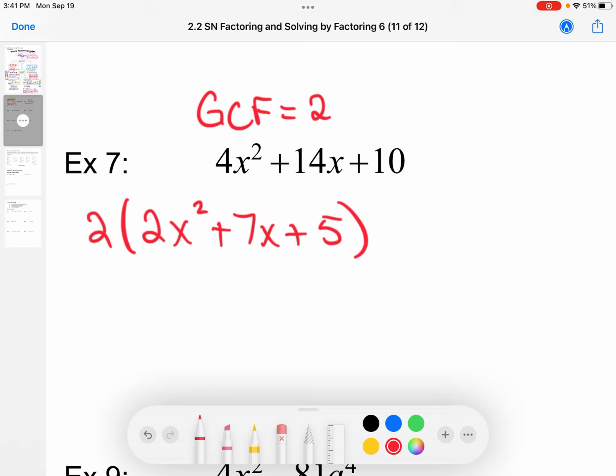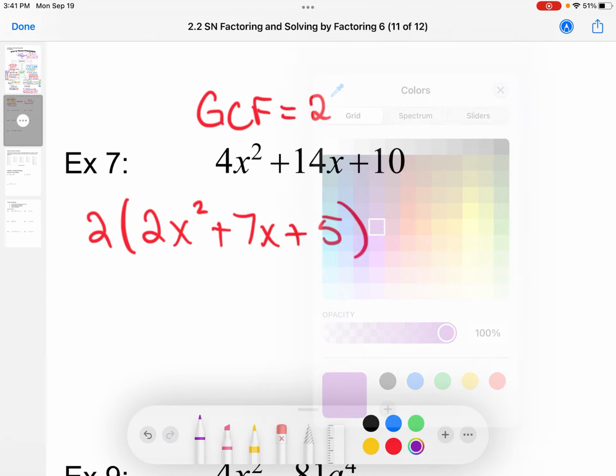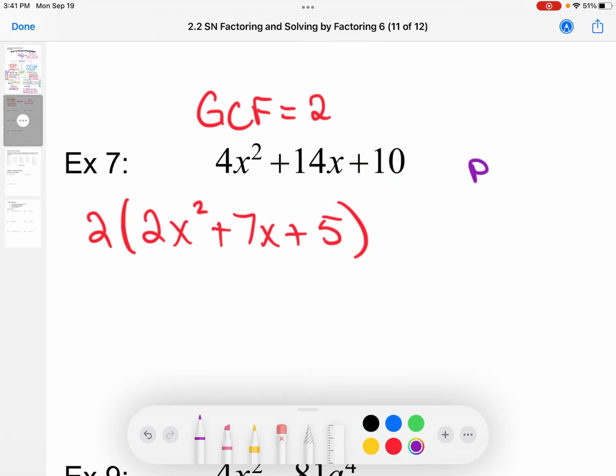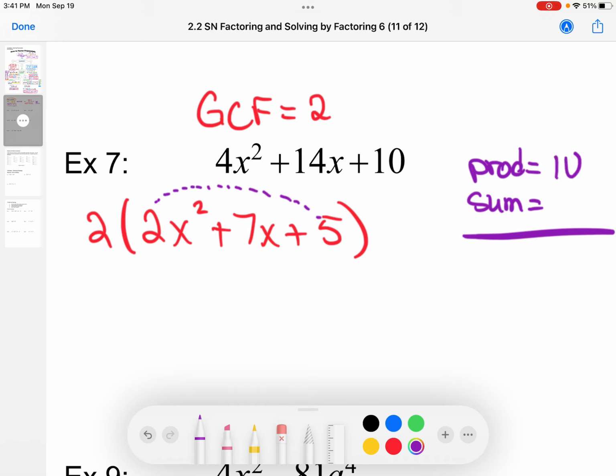It's 3 terms. 3 terms factor with magic numbers. We need to see if there is a product and a sum that we can find, magic numbers, and see if this will factor some more. The product, use just what's in the parentheses: 2 times 5 has a product of 10, and a sum of that middle term 7. So factors of 10 would be 1 and 10, or 2 and 5. Everything's positive in the problem, so everything will be positive in the factors.